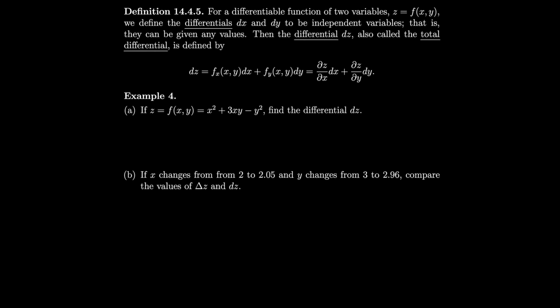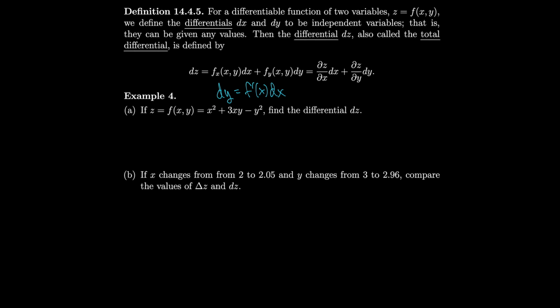For a differentiable function of two variables, z equals f of x, y, we define the differentials dx and dy to be independent variables. That is, they can be given any values. And the differential dz, also called the total differential, is defined using the partial derivatives, dx and dy. This is pretty similar to the way we defined in single variable calculus dy equals f prime of x dx. So in general, because dx can take any value, it's an independent variable, we would just set dx equal delta x, and then we would see what the corresponding dy would be and use that to approximate delta y.